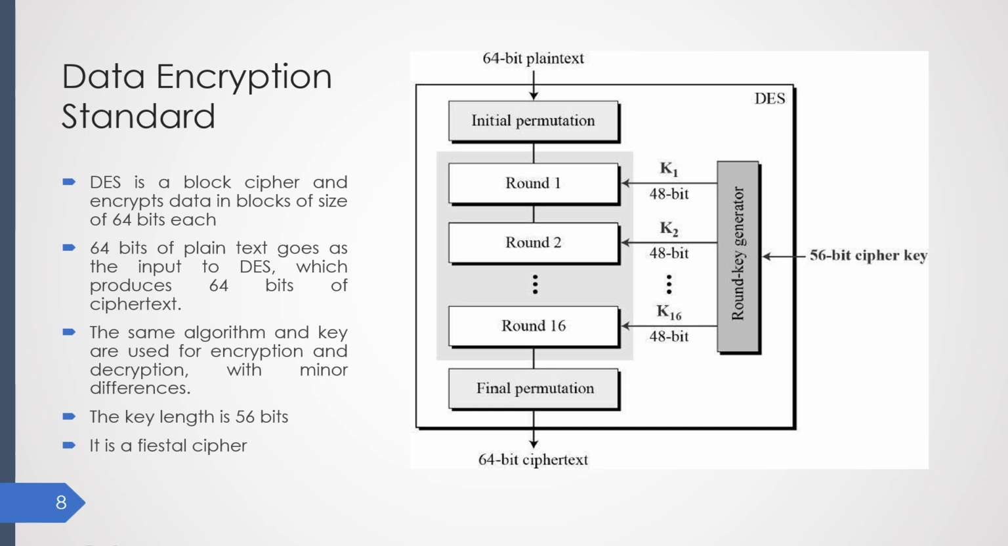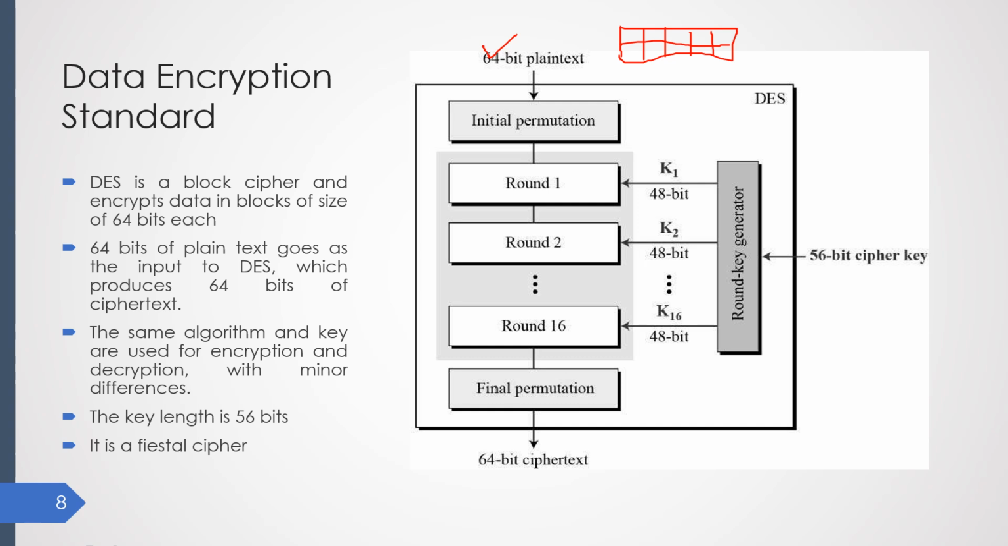A block cipher takes as input a block of bits. Let's understand this. This is 64, so I have a block of 64 bits. Let's assume this block's content is 64 bits of plain text, 011010. This plain text is input into the DES algorithm, so it encrypts data in block sizes of 64 bits each.